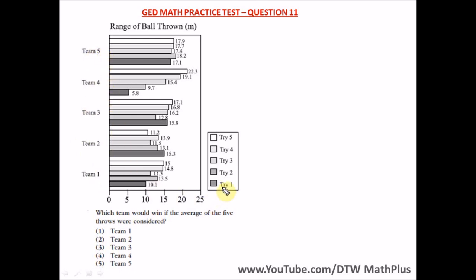And here you can see the different colors. This particular darker shade is try 1. The next is try 2, the next is 3, try 4, try 5. So let's say for team 1, this is try one, this is try two, try three, four, and five. And there's a space here for team two. This is try one, try two, then three, four, and five.